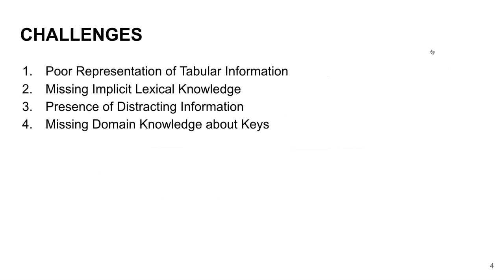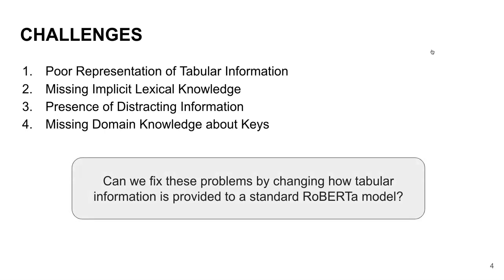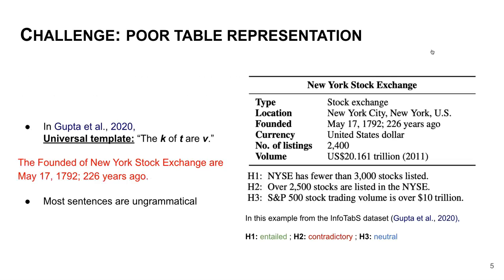So there are four key challenges associated with tabular inference. One is poor representation of tabular information, missing implicit lexical knowledge, presence of distracting information, and missing domain knowledge about keys. In this paper, we will address these. Can we fix these problems by changing how tabular information is presented to a standard RoBERTa large model?